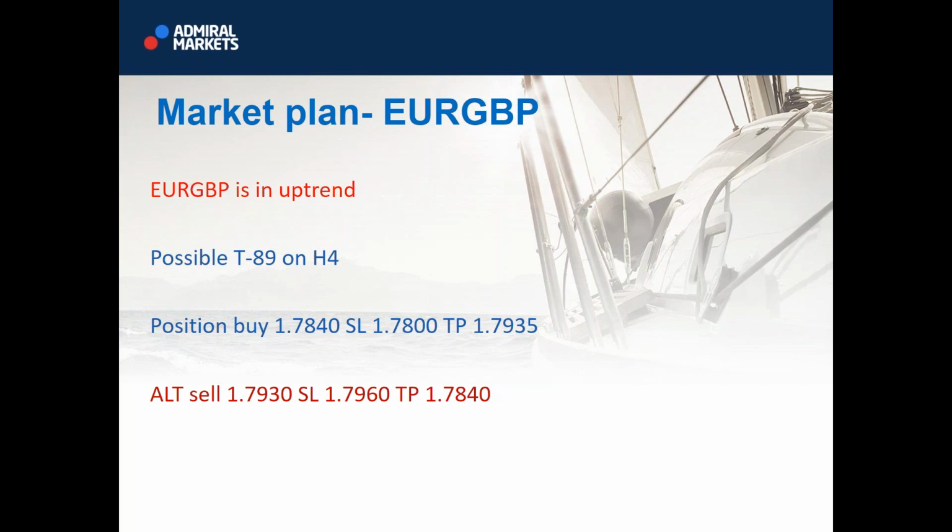Okay, like this. And here we are. Let's see. I think it's good now. Euro GBP, yeah. 0.7840 buy entry, 0.7800 stop loss, 0.7935 target price. Sell is 0.7930, stop loss 0.7960, and 0.7840 is our target.